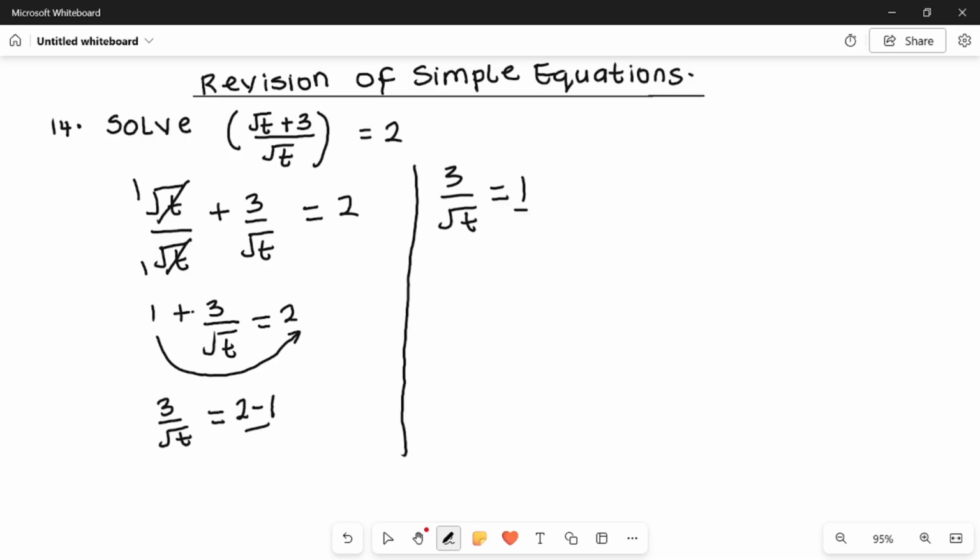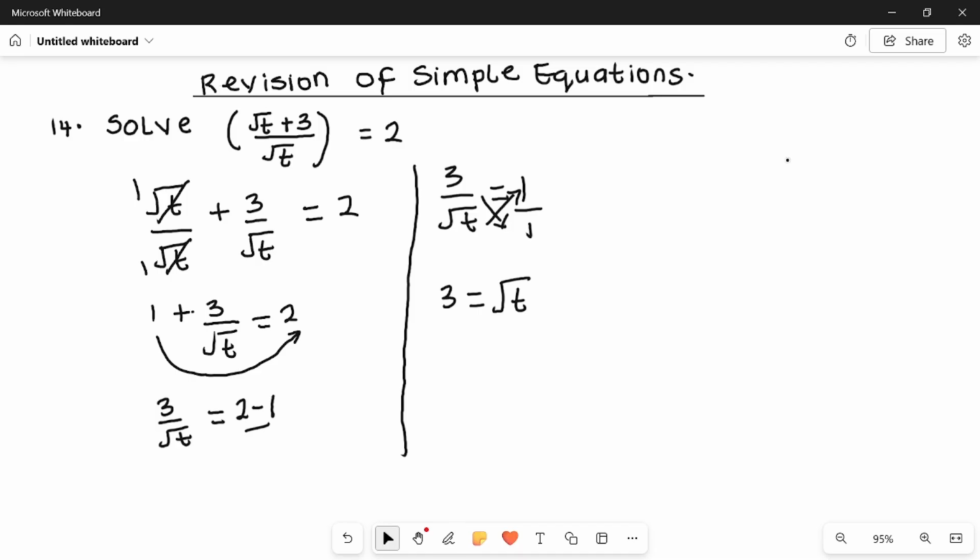3 times 1, because 1 is the same thing as 1 over 1, and root t times 1. So we'll have that 3 is equal to root t. Now to eliminate this square root sign, we simply take the square of both sides, like we raise it to power 2.